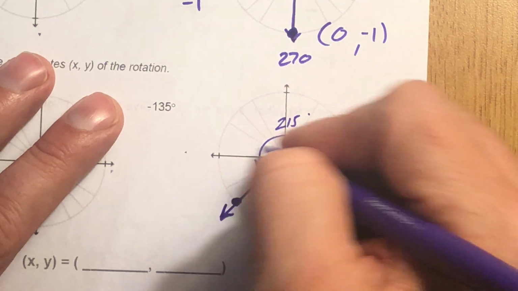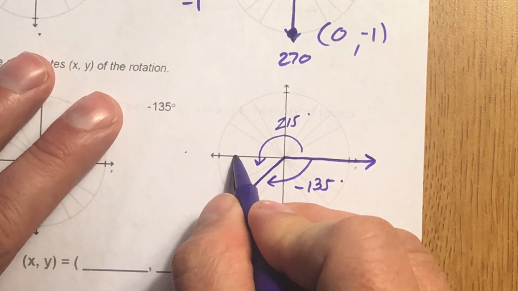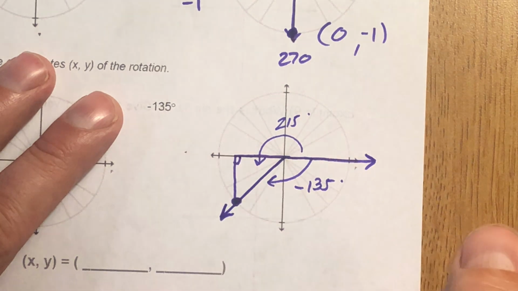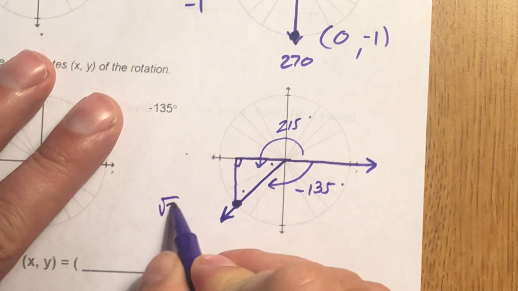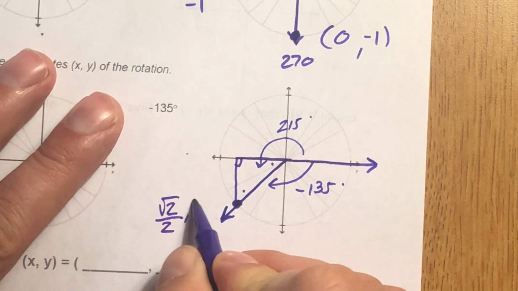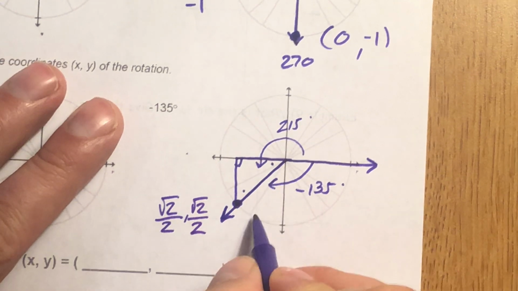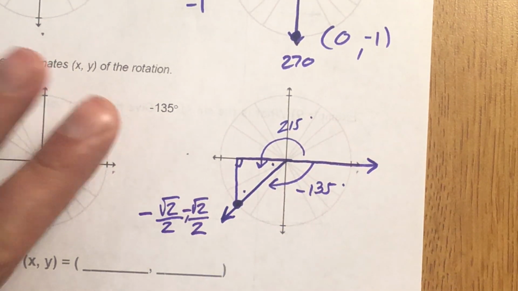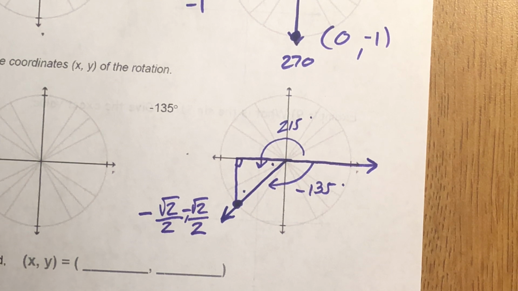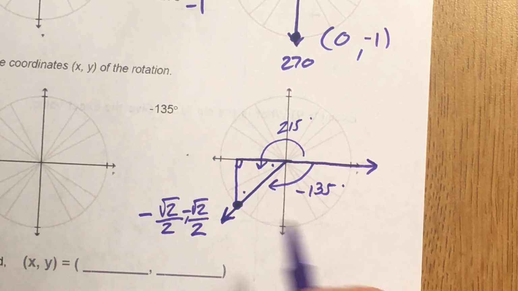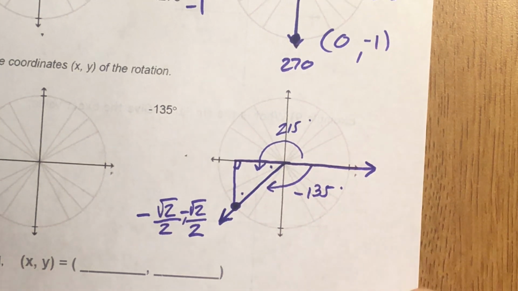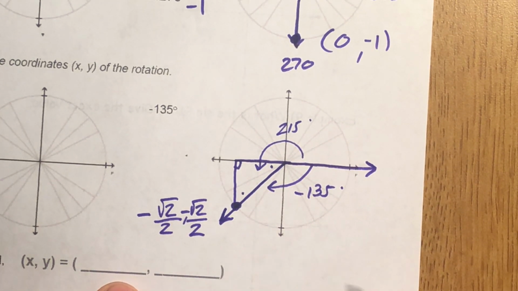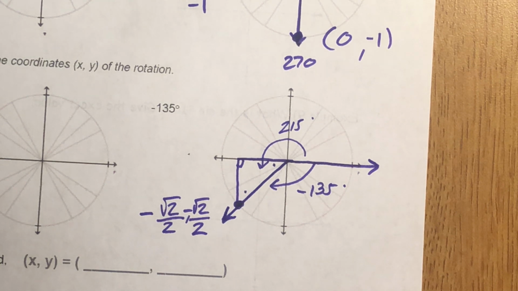So if we drop this without using a unit circle, the way we can do this is if I drop that reference angle, I know that this is a 45, 45, 90. So root 2 over 2, root 2 over 2. Now this is in the third quadrant, so these are both going to be negative directions. So this is negative root 2 over 2 and negative root 2 over 2. So if I wanted the cosine of negative 135, again, that's negative root 2 over 2, and then the sine is the exact same.